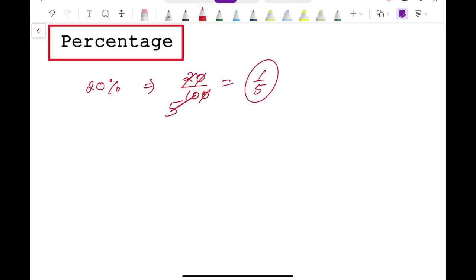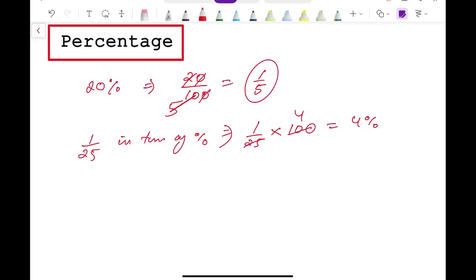So what if you are given this one? Let's say you are given 1 by 25. If you are asked to find 1 by 25 in terms of percentage, then how do we do? If you are converting a fraction to percentage, then you just multiply it by 100, which is equal to 25 into 4, which is 4%.